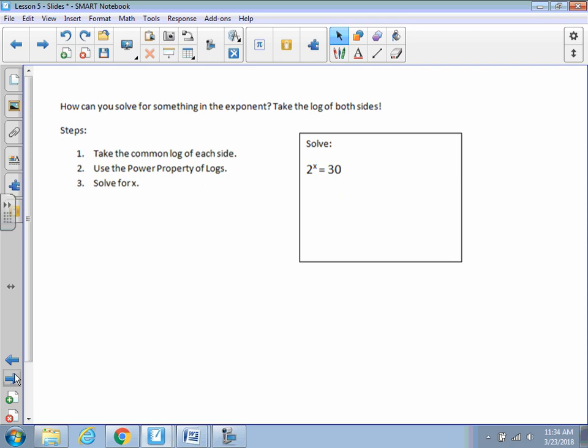So we're going to have to use a different method than the one we just learned. So here are our steps right alongside here. Take the common log of each side. We're going to use the power property of logs, and then we're going to solve for x. Okay, so let's do that. So we have log. We're going to take the log of both sides.